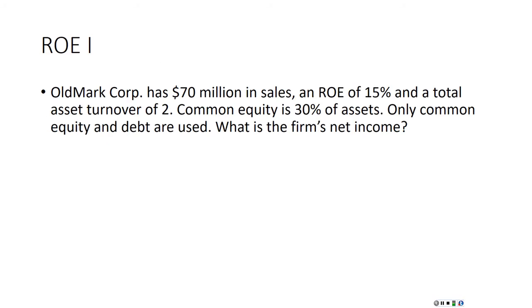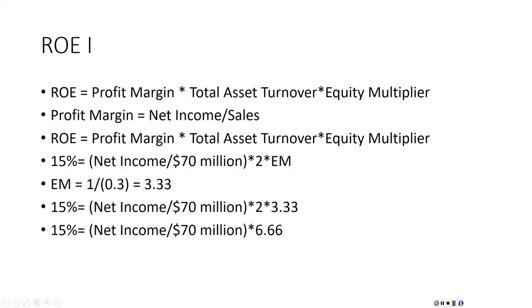Our next problem is on ROE. Old Mark Corporation has $70 million in sales and an ROE of 15% and a total asset turnover of 2. Common equity is 30% of assets. Only common equity and debt are used. What is the firm's net income? Well, ROE is equal to the profit margin times total asset turnover times the equity multiplier. And by definition, the profit margin is equal to net income divided by sales.